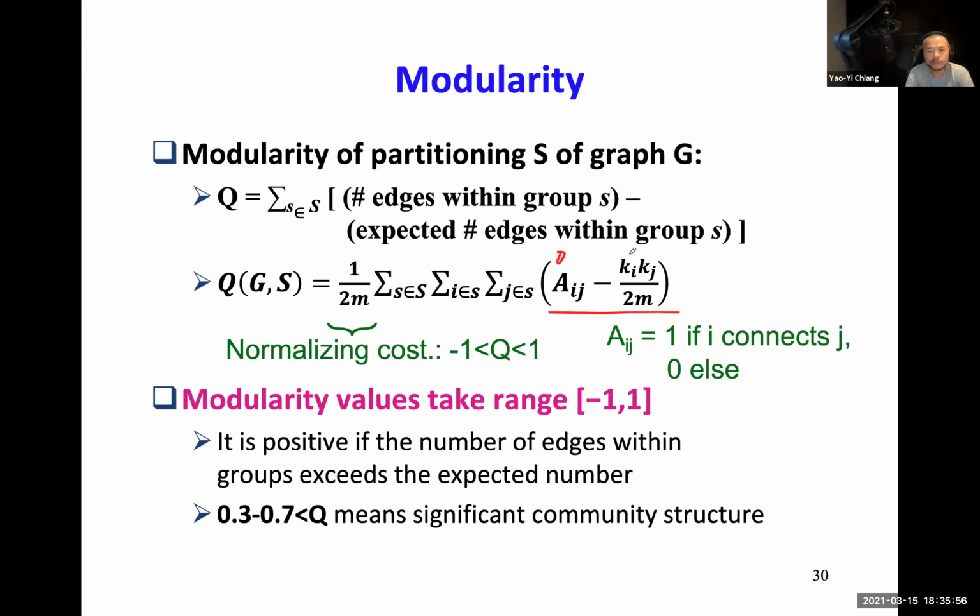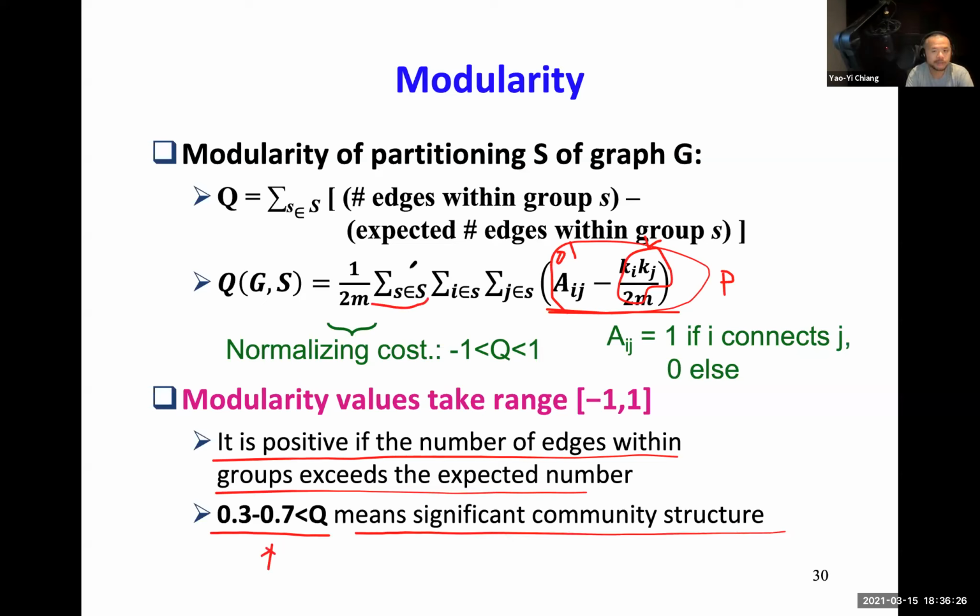Oh, well, you can have a 1, but it also has a large number, but this number is never going to be larger than 1. So it's a positive number if the number of edges within the group is larger than your expected number, which means here is positive. And if we have your modularity number between 0.3 to 0.7, this usually implies you have a significant community structure. That means if you look here, within each community, this is good, positive numbers.